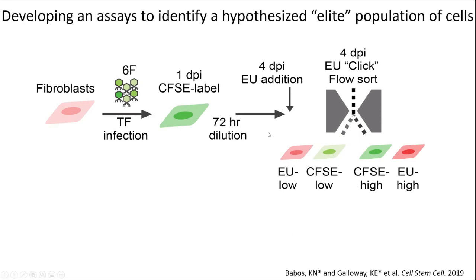This is a high throughput flow assay where we label our cells with CFSE a day after we add in our factors. And then we allow them to divide for 72 hours after that labeling. And then 4 days post-infection, we feed EU, which allows us to label our transcripts, the RNA that's being synthesized, with the EU incorporation to those transcripts. We then perform a click reaction that allows us to measure the transcription rate based on the fluorescence. And then we can flow these cells to analyze them for proliferation and transcription.